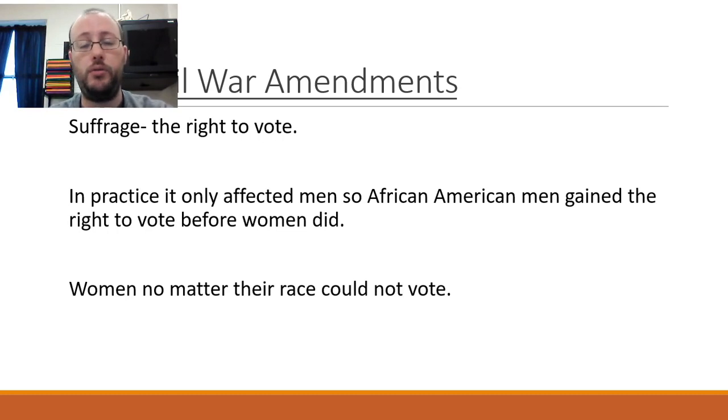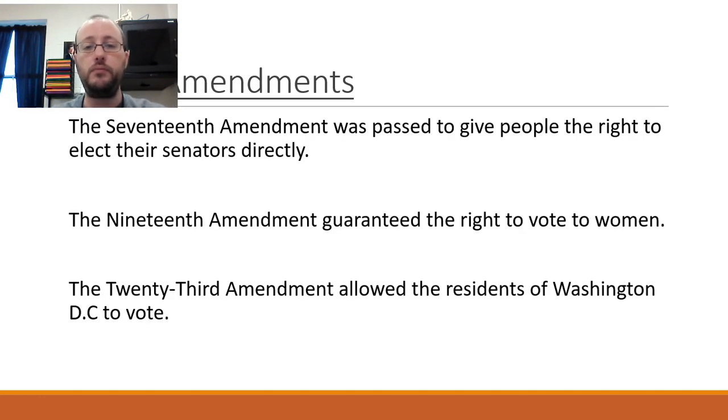Suffrage is the right to vote. So you hear about women's suffrage or African American suffrage. It's the right to vote. It's not about them suffering, which is what people typically think of it as. In practice, it only affected men. So African American men gained the right to vote before women did. And women, no matter the race, couldn't vote.